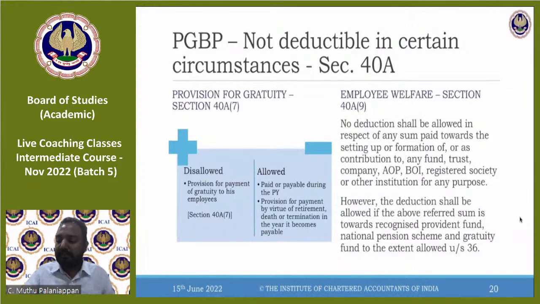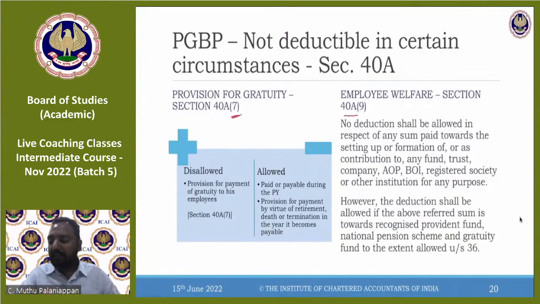So 40A7 is for gratuity. Very simple. Please understand, any provision of gratuity is not allowed. Any provision of gratuity is not an allowed expenditure. Payment of gratuity is allowed. Whenever it is paid, it is an allowed expenditure, but creating provision is not allowed. Creating provision for payment of gratuity is not an allowed expenditure. Payment of gratuity is allowed. That's all you have to remember. Whatever is a provision is disallowed. Whatever is actually paid to the employee is allowed.